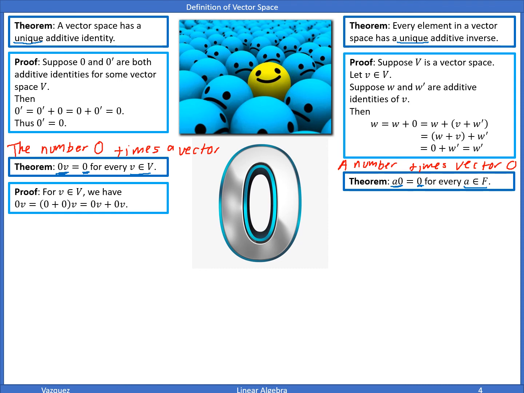Afterwards, we use the distributive property. So now we have 0v plus 0v. And notice how 0v here is equal to, over here, 0v plus 0v. So the reason this proves it is because 0v is already equal to 0v plus 0v. So that means that this over here should equal 0. And that proves it.